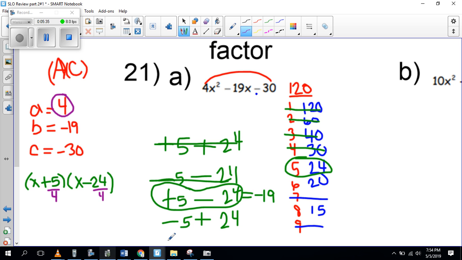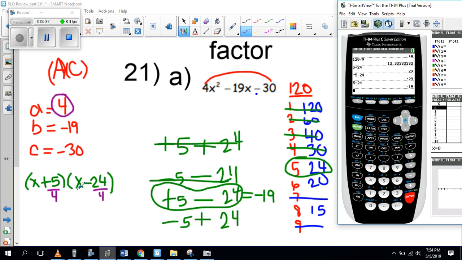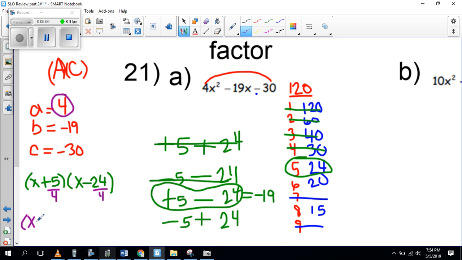So what we're going to do, use your calculator. We're going to do 5 divided by 4. And if it gives me a decimal, I'm going to press math, enter. So this one will stay the same, x plus 5 over 4. We'll deal with that one in a second.